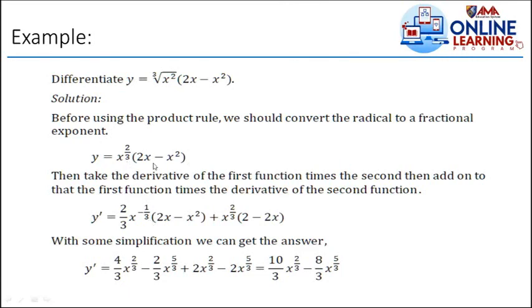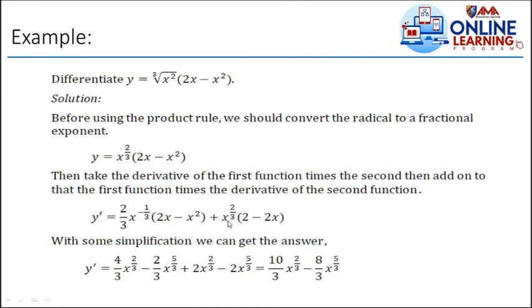Okay? So here, we are going to use the formula. This is our u, this is our v. Our v is 2x minus x squared, and our u is x raised to 2/3. So, what you have here is v du plus u dv. Let's get the u first.